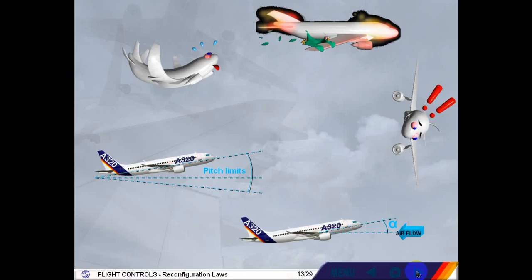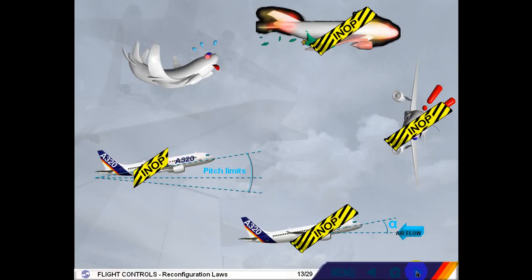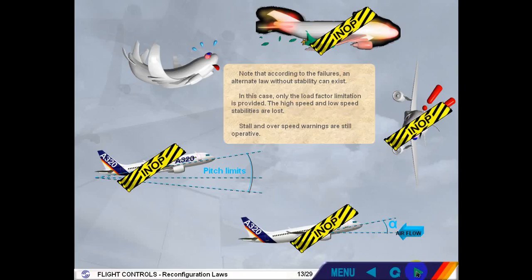Note that according to the failures, an alternate law without stability can exist. In this case, only the load factor limitation is provided. The high speed and low speed stabilities are lost. Stall and overspeed warnings are still operative.